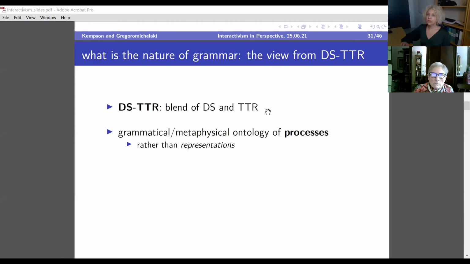So DS has various versions depending on the type of semantics it is paired with. We now turn to a version of DS that colleagues and I have been developing recently. DS-TTR is a grammar architecture that attempts to implement the view that the basic ontology of language is processual rather than representational.